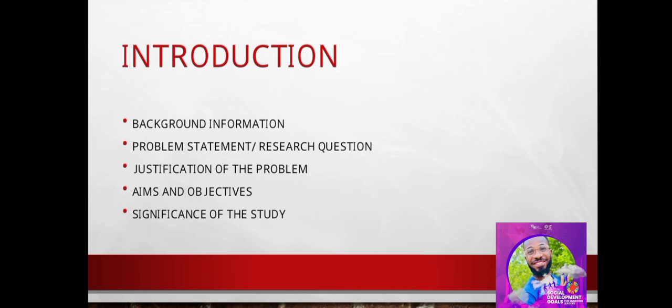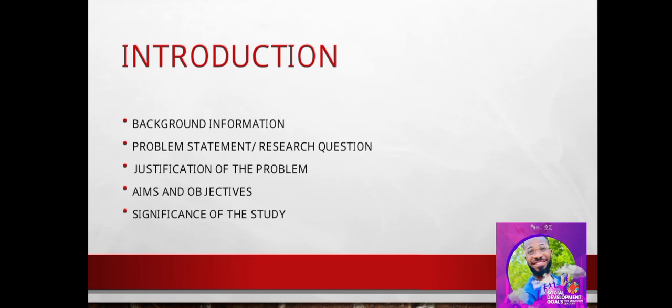Now the next thing is the aim and objectives. The aim and objectives is very simple. The objectives are listed out. The aim is just one. Sorry, it's not supposed to be aims, it's supposed to be aim. One aim is one aim. The aim and objectives, not aims. Aim and objectives.